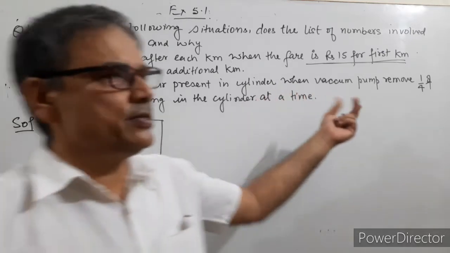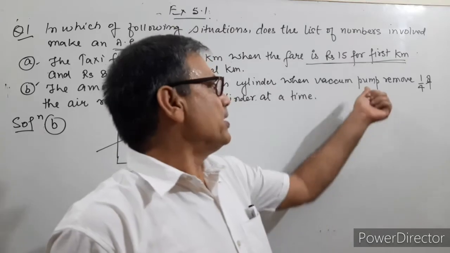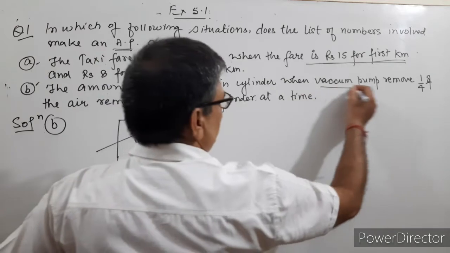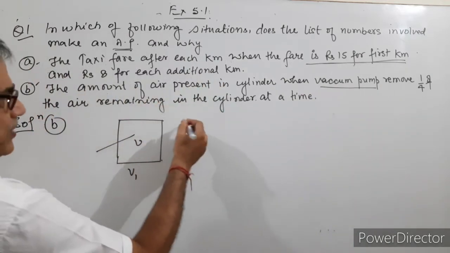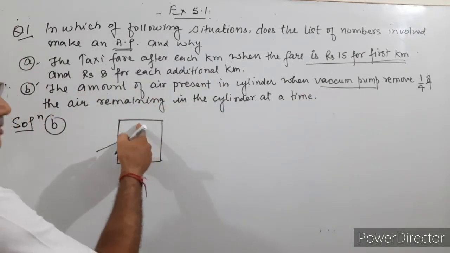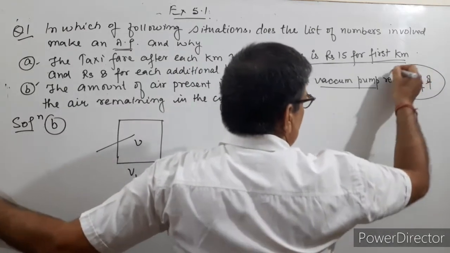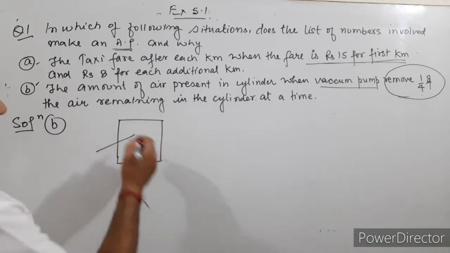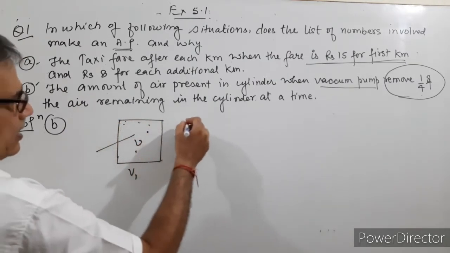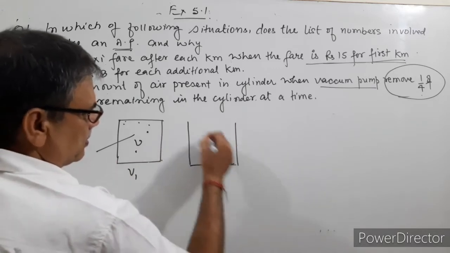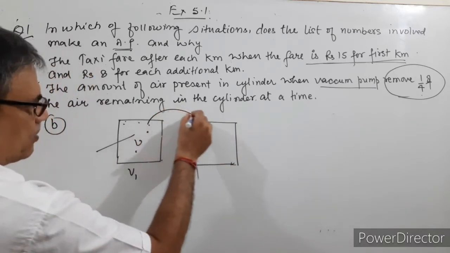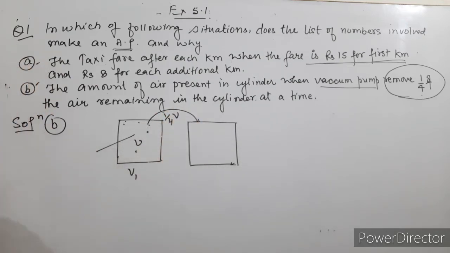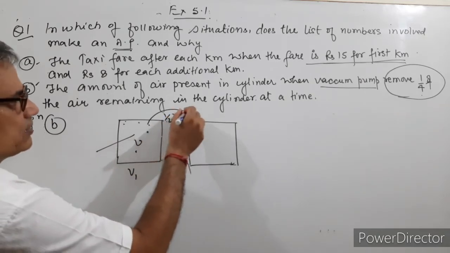With the help of a vacuum pump, meaning removing air, we are using the vacuum pump, then the air will be taken out. How much is removed? 1/4 of its volume is taken out. If this is volume V, and now 1/4 of V is taken out.